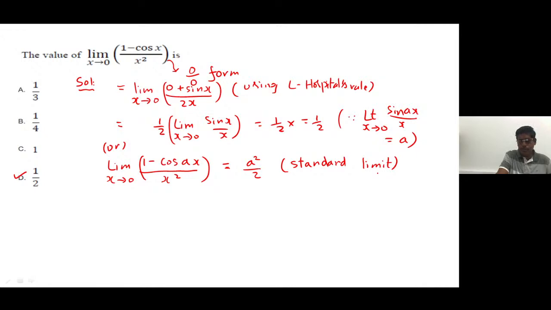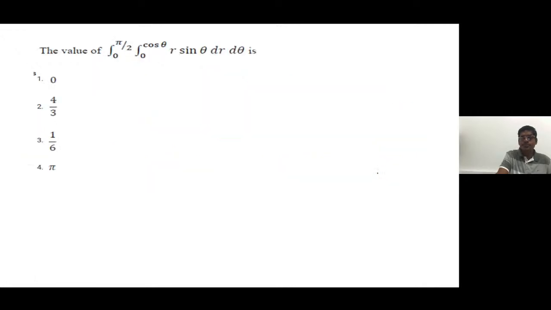Yes, Naveen. The next question. The value of the double integral 0 to pi by 2, 0 to cos theta, r sin theta, dr d theta, is, with 4 options given. So this is a double integral topic related to the multiple integrals chapter, a very small topic. But the variables are r and theta instead of Cartesian coordinates x and y. So it doesn't matter, it is just like integration.